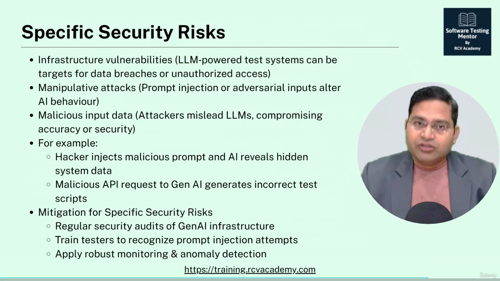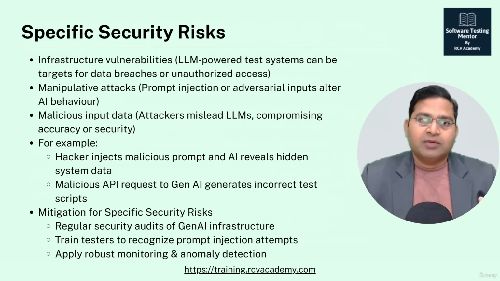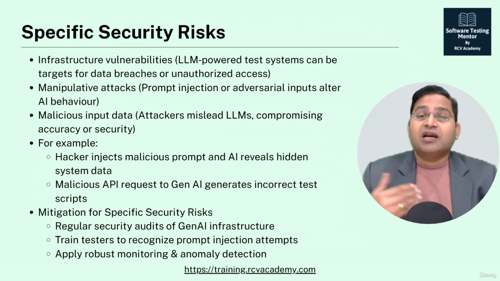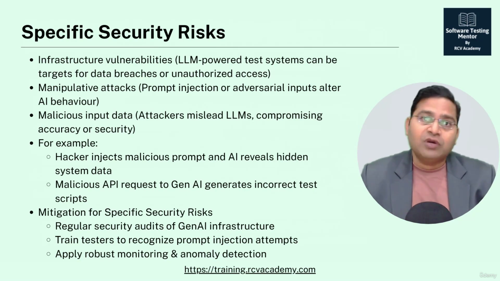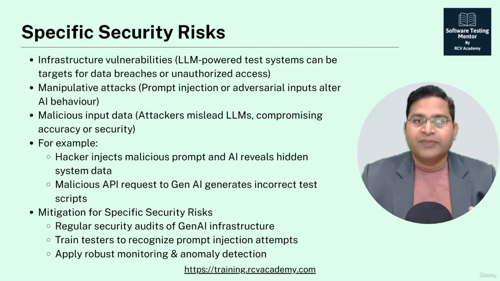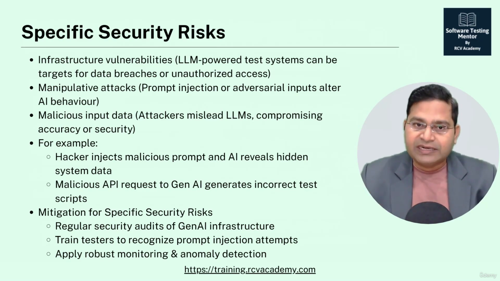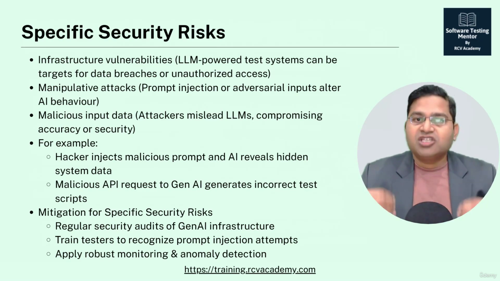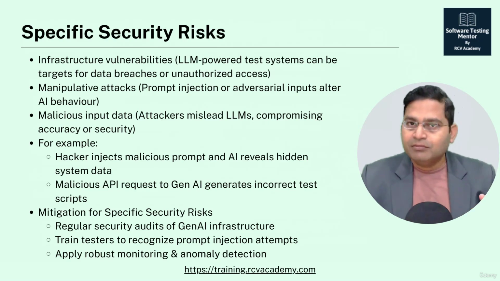Then specific security risks. Infrastructure vulnerabilities, for example: LLM-powered test systems can be a target for data breaches or unauthorized access. Then manipulative attacks: prompt injection or adversarial input alters the AI behavior. Then you have malicious input data, for example attackers mislead the LLM, compromising accuracy and security. Any of these security risks, the manipulative attack and the malicious input data, are possible in generative AI models or in LLM-powered solutions.